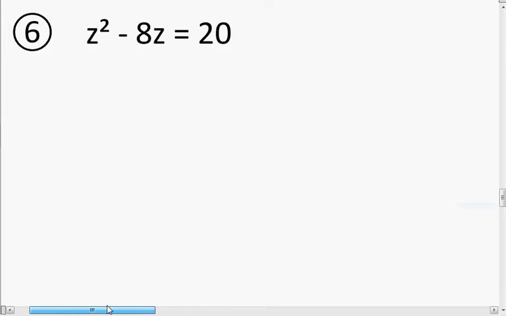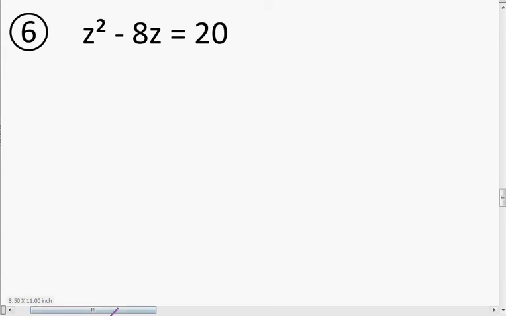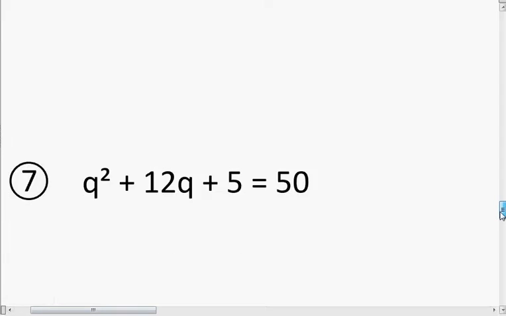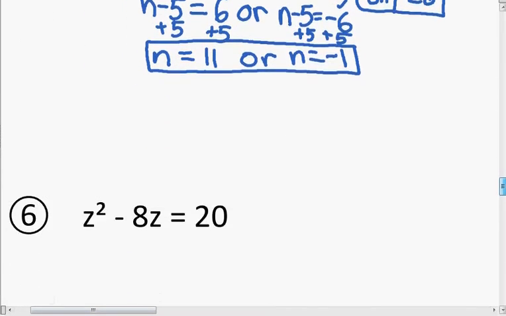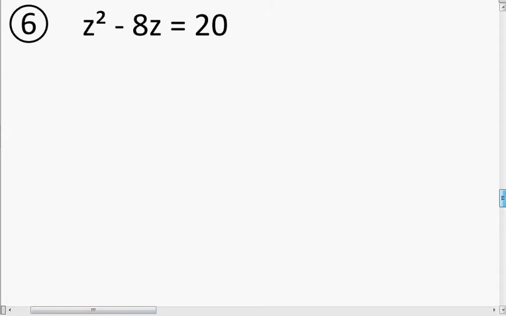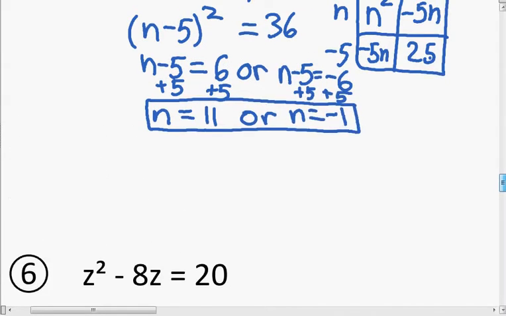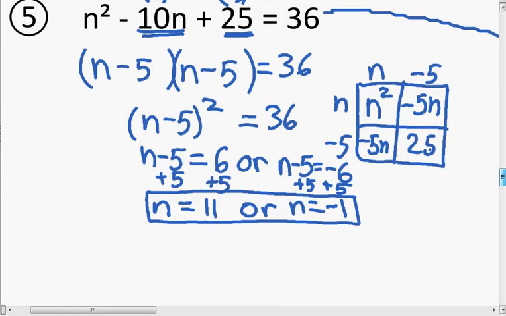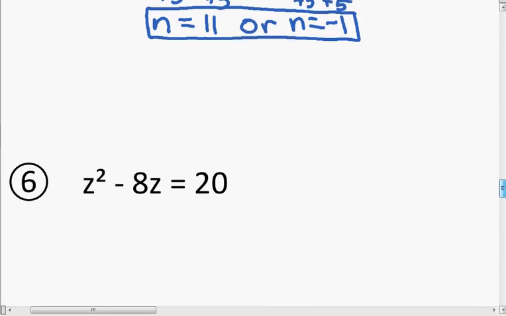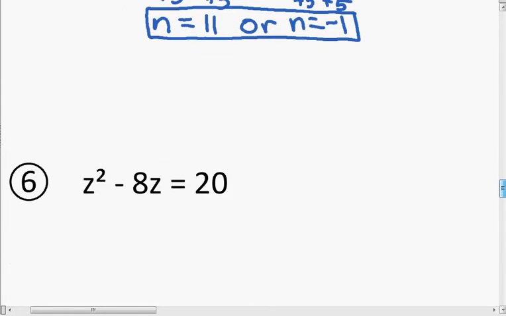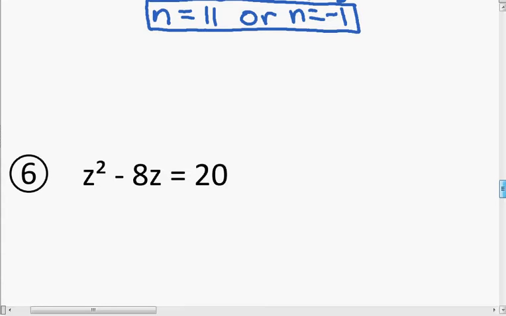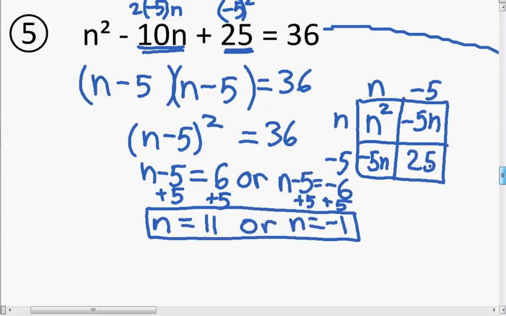Get back to the A list. And I just did problem number 5. And I'm going to do problem number 6. And I want you to look at the similarities, first of all, between 5 and 6. I have a number squared plus 2 times the number times n. I'm sorry, minus 2 times the number times n. And here I have z squared minus 2 times the number times z.